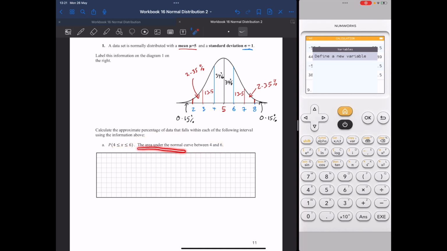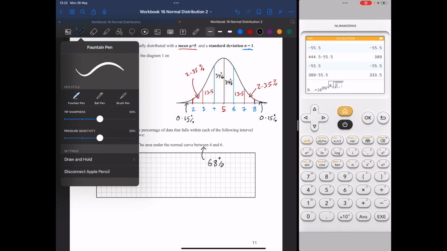There are two different types of questions here. The area under the curve and the probability of having between 4 and 6. It's a P here for probability. So between 4 and 6. Here's number 4, and here's number 6. So the area between 4 and 6 is going to be 68%, because it's this 34 plus this 34, which is 68%.